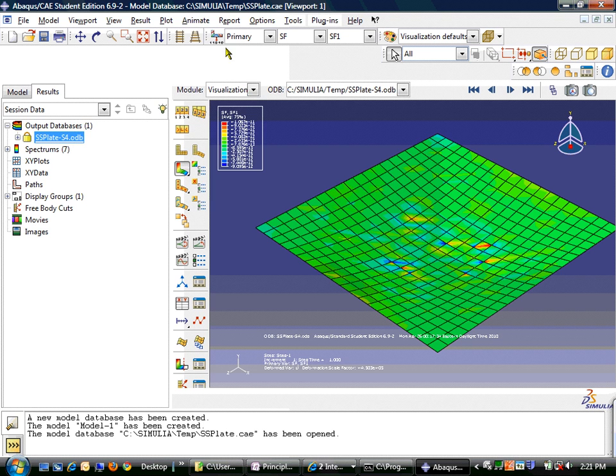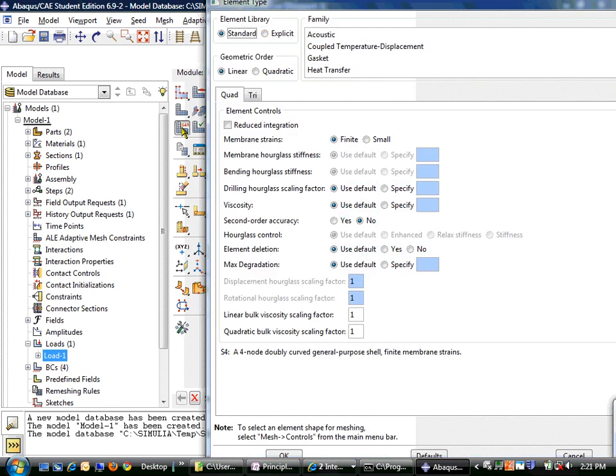Actually, I should also mention that the element that I'm using is a quadrilateral, finite strain, S4 element. So this is a common type of element which is used for general purpose shell element, meaning it can handle thin and thick shells. So this is an element which is using the first order Reissner-Mindlin theory.